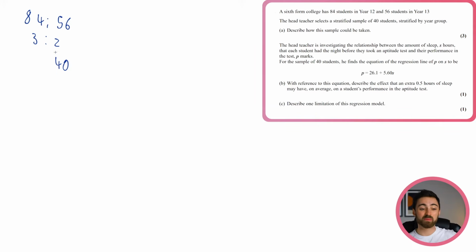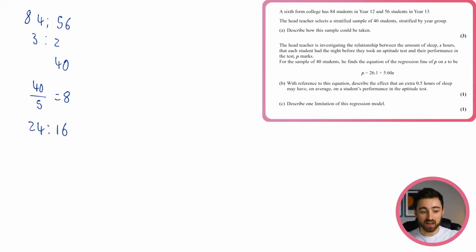We just need to work out how many Year 12s and how many Year 13s should be in this sample. In those Alice and Bob questions, you add these numbers together, so you have chunks of 5, 3 plus 2. Then, how many chunks of 5 are going to be in 40? 40 over 5 is 8. So 3 times 8 is 24, and 2 times 8 is 16. And that works out, because 24 add 16 is 40.